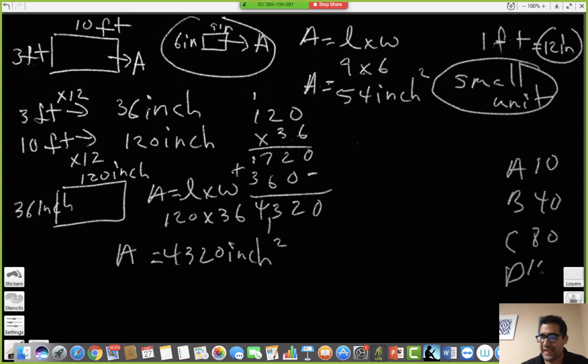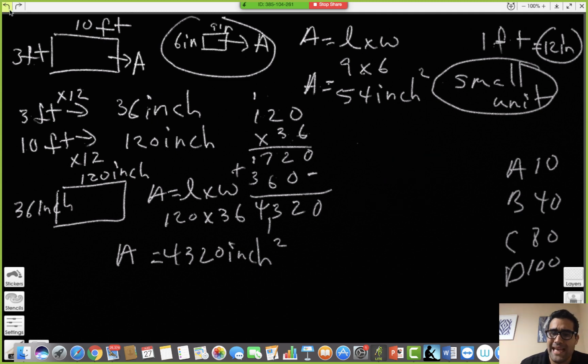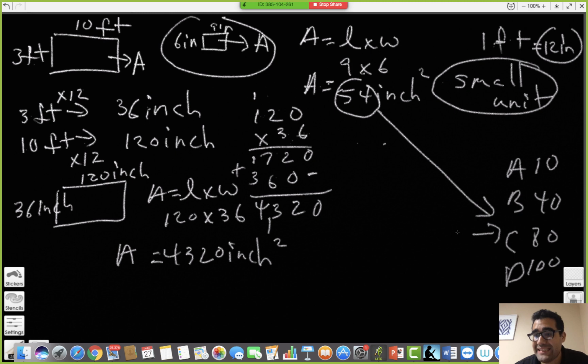So just by looking at it, I know 100 is not going to work. A little trick: when you multiply by 100, you just add the two zeros. Too big, too big, too big. It should be 80. I think it's 80. I'm going to test for 80.